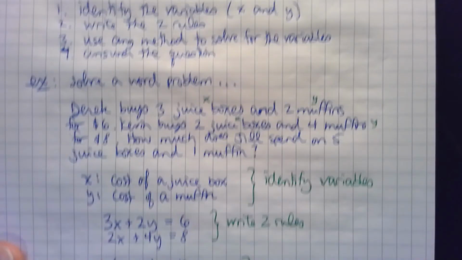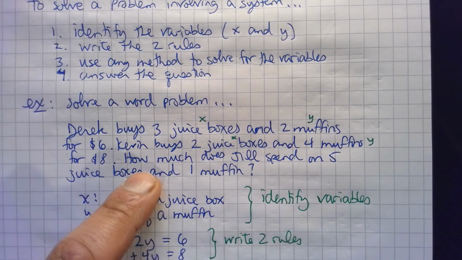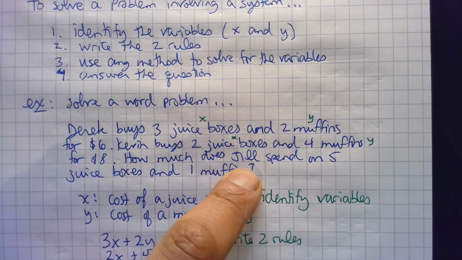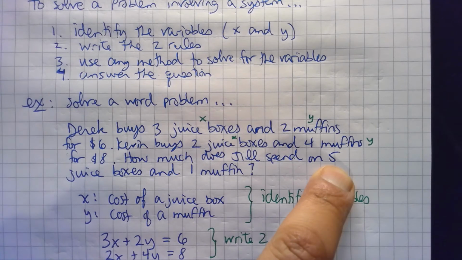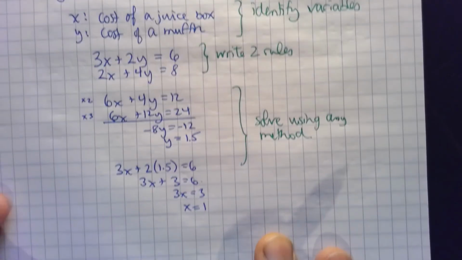Step 4, I'm going to go back to the top here. Step 4 says answer the question. Okay, so let's go ahead and answer the question now. The question is actually asking us about Jill. Jill spends on 5 juice boxes and 1 muffin, so what will Jill's cost be? Well, no problem, we can do that.